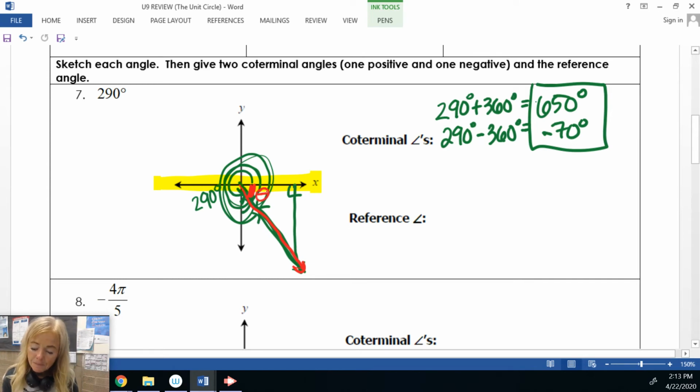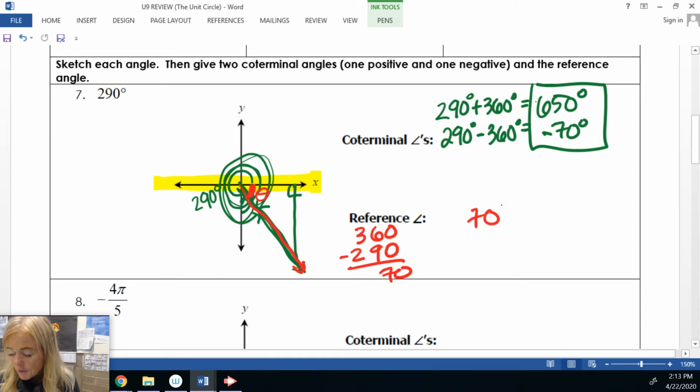What is that? Well, we've traveled 290 degrees, and if we traveled to the x-axis, we would be at 360. So to find the reference angle, we would take our 360 and subtract 290, and the leftover is the angle, and it's going to be 70 degrees. I always remember those reference angles are always positive.